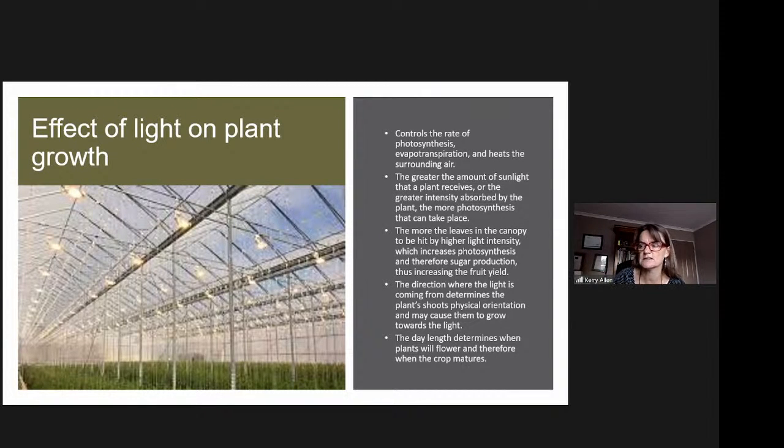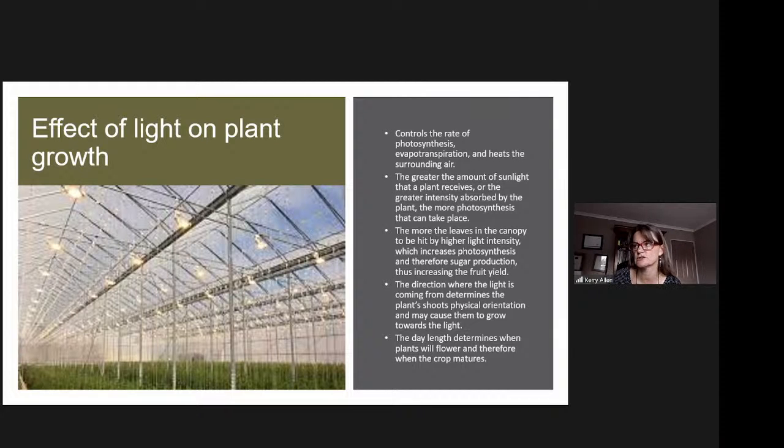So this part moves you into the merit. It's what things you can do to increase or decrease that photosynthesis. Light also heats up the air, so you provide a higher temperature as well. The greater the intensity of light absorbed by the plant, the more photosynthesis that can take place. Remember, photosynthesis is used to make glucose, and therefore it is required in the energy building for the plant.